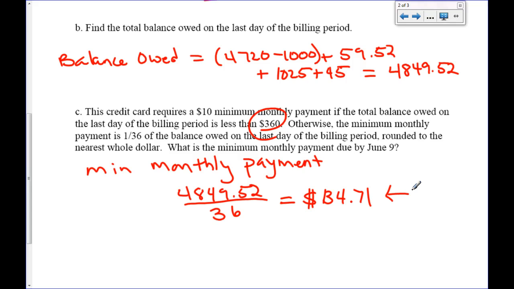Now, should I always only make my minimum payment? No. Why? Too much interest, right? You should make more than that. If you really want to get to a healthy financial life, you need to pay more than the minimum payment. You shouldn't even have a balance at the end of the month. You should pay it off. Okay?